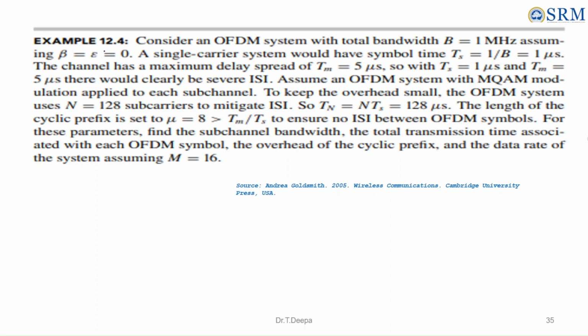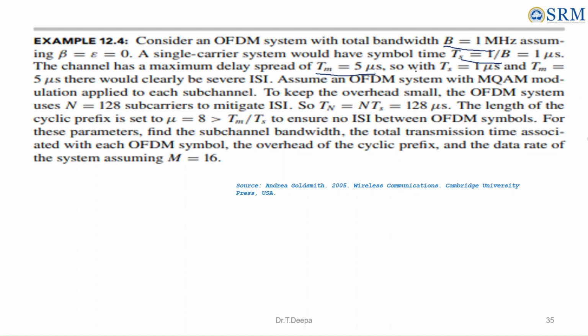Now let's see an OFDM system design problem. Problem number 12.4 is taken from Andrea Goldsmith. Consider an OFDM system with a total signal bandwidth B equal to 1 megahertz. Assuming a single carrier system, the symbol time Ts is equal to 1 microsecond, which is nothing but 1 by the total bandwidth. The channel has a maximum delay spread Tm of 5 microseconds.